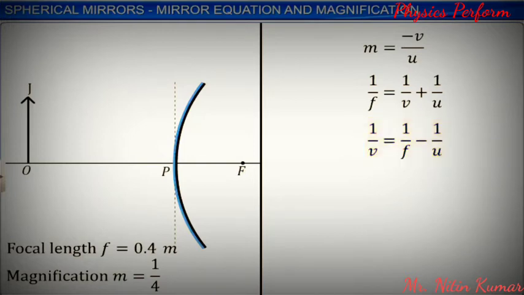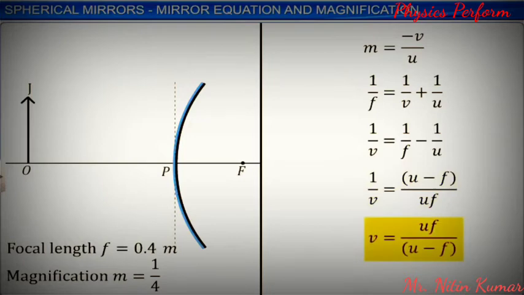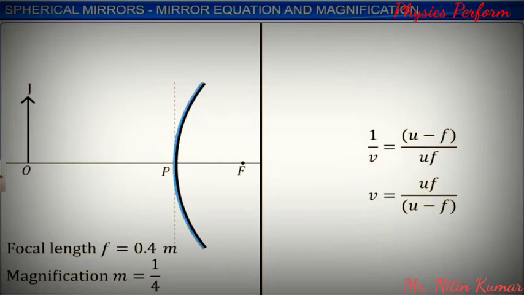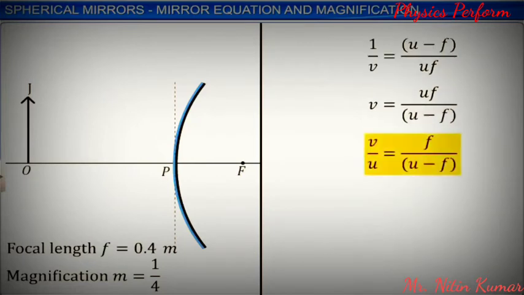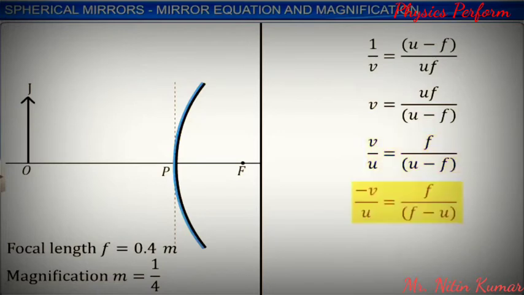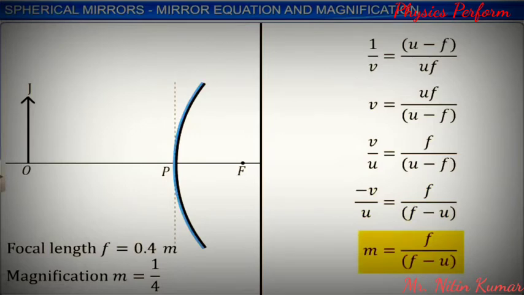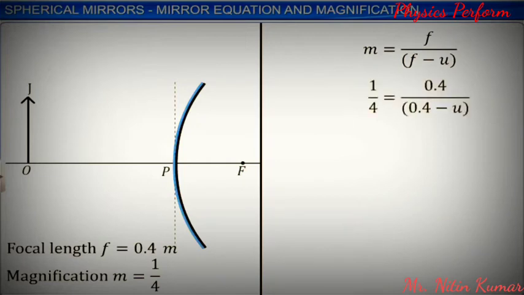Implies v is equal to uf by u minus f. Or v by u is equal to f by u minus f. This can be written as minus v by u is equal to f by f minus u, or m is equal to f by f minus u. Substituting the values for f and m in this equation and on further simplification, we get u is equal to -1.2 meters. Note that u is negative because the object is always in front of the mirror.